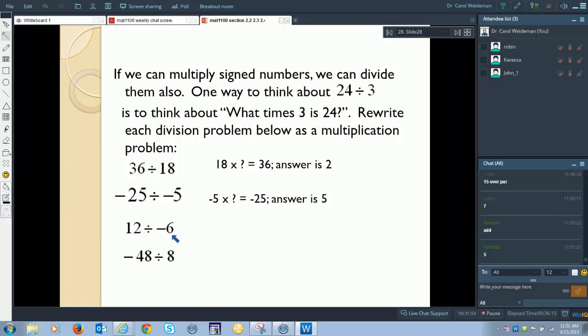It's 5, yep. And then what do I multiply by negative 6 to get positive 12? What do I multiply by negative 6 to get positive 12? Yeah, it's negative 2, right? Negative 2. And then what do I multiply by 8 to get negative 48? So what times 8 gives me negative 48? And the answer there is, anybody want to try that one? Anybody want to try? No? Okay, this one is negative 6. Because I have a negative number here, one of the numbers I'm going to multiply here is going to have to be a negative. So this is a negative 6.